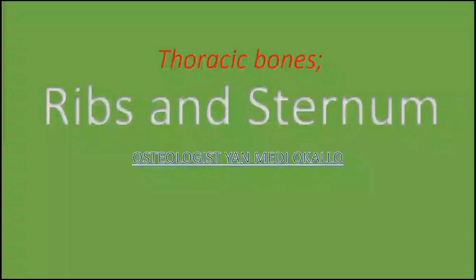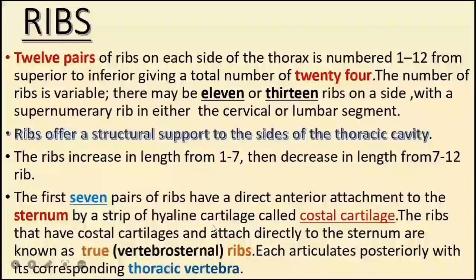Welcome to our new chapter of discussion, the bones of the thoracic region. These are the bones which protect the elements of the thoracic cavity, and they include the ribs and the sternum. As well, from the posterior aspect, we have the thoracic vertebrae. Let's move directly to the description of the ribs.